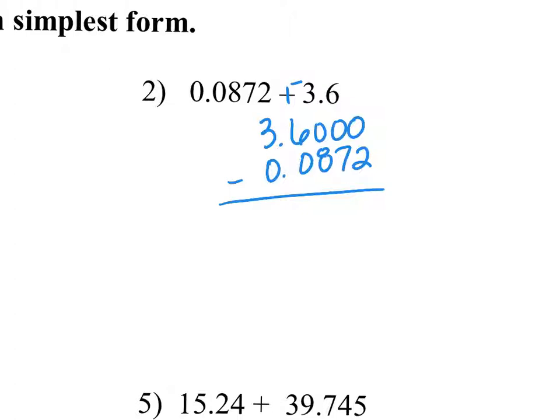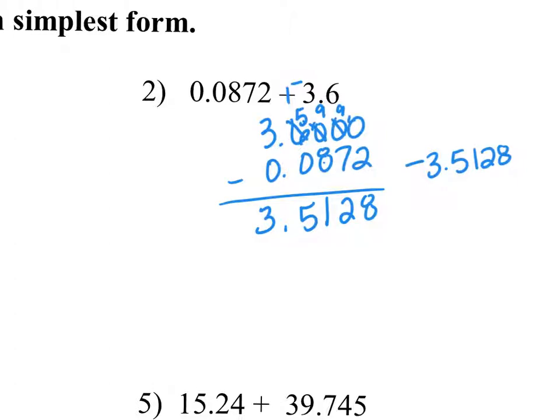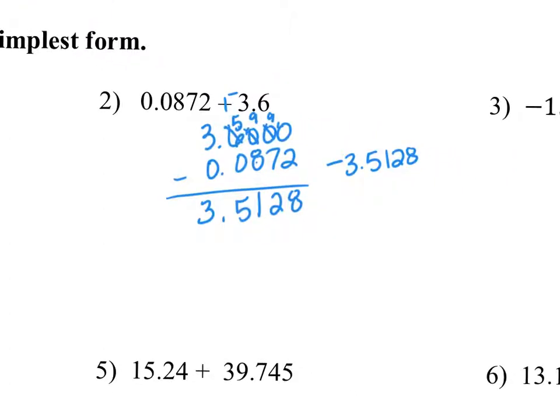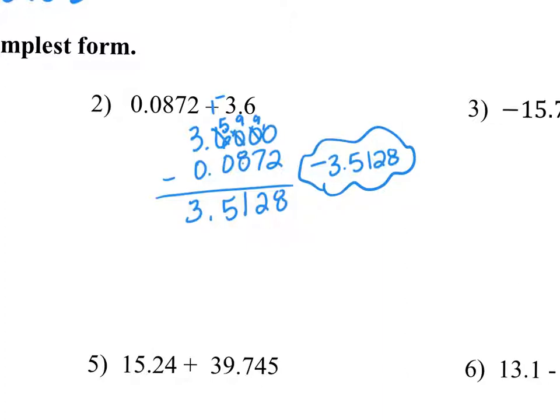Okay, so this one's going to be subtraction right here. So we're going to have to borrow all the way from over here. Borrow. 10 minus 2 is 8. 9 minus 7 is 2. 9 minus 8 is 1. 5 minus 0 is 5. And then we have 3. Now our bigger sign was the 3.6. So we're going to have negative 3.5128. And eventually we're going to start rounding a little bit, but that's where we're going to be today.